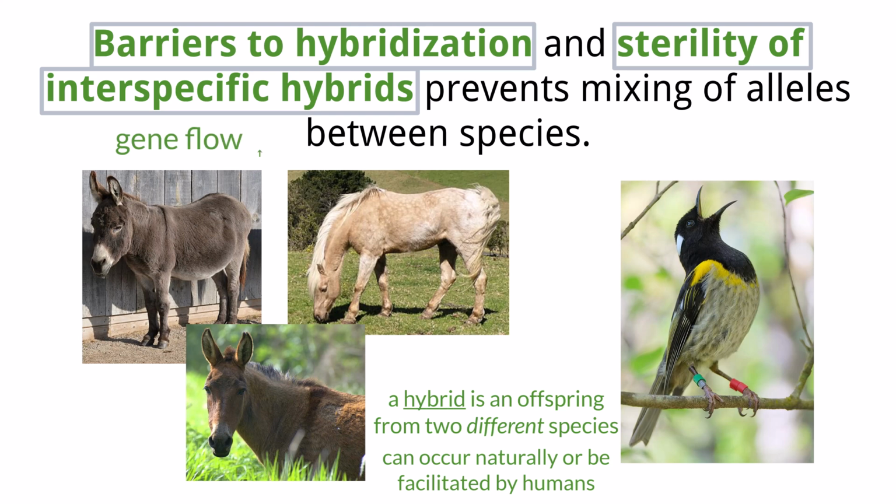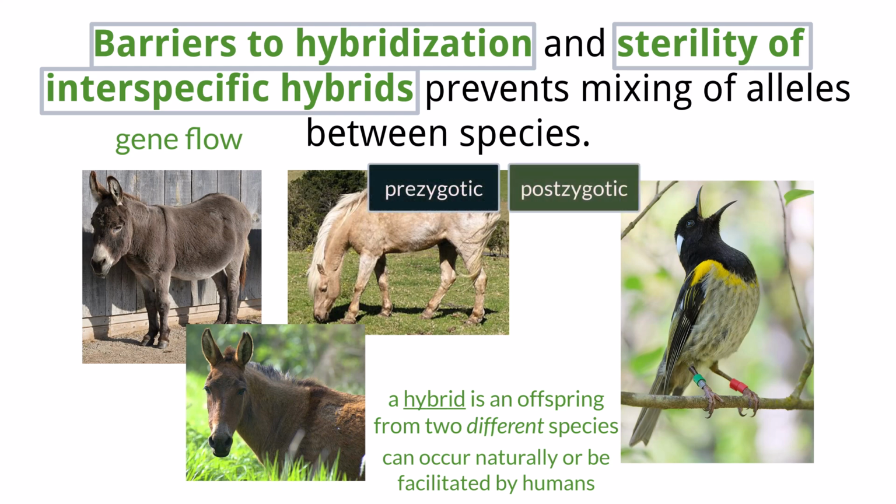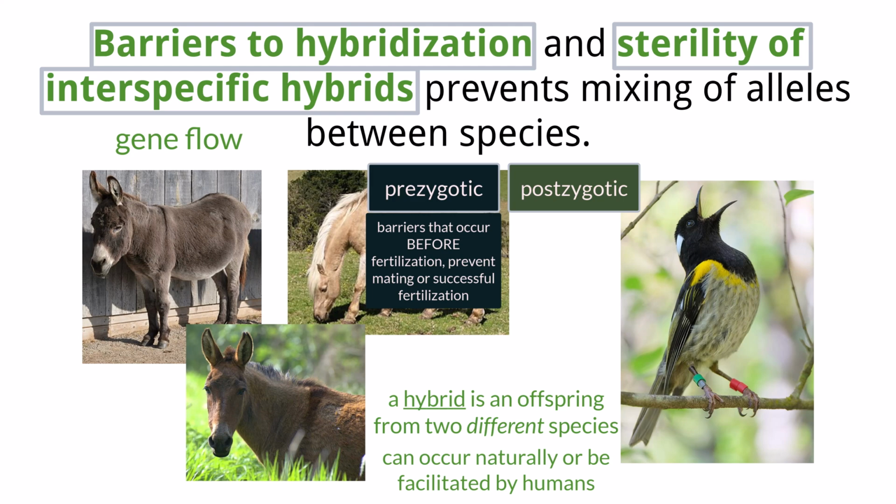Recall, when gene flow increases, two populations will become more and more similar. However, when gene flow decreases, two populations can begin to diverge and become more and more different from one another. Natural barriers are divided into two categories: prezygotic and postzygotic. Prezygotic refers to barriers that occur before fertilization and prevent mating or successful fertilization.